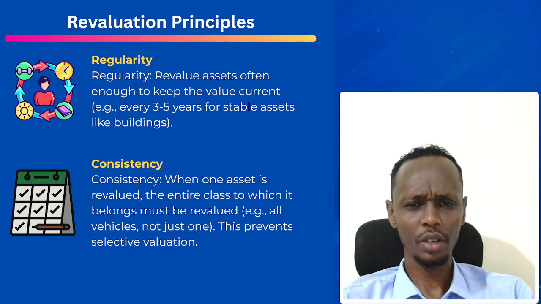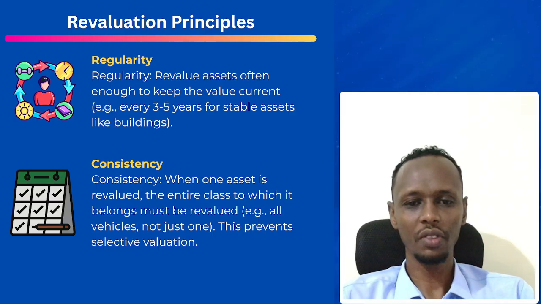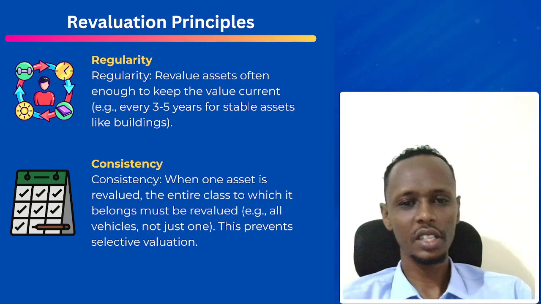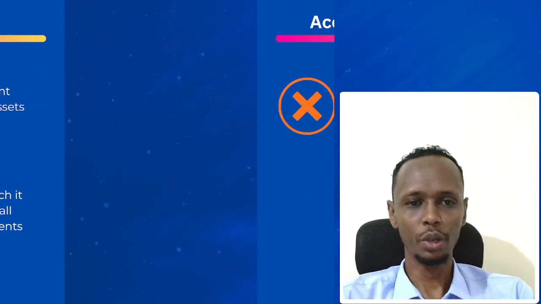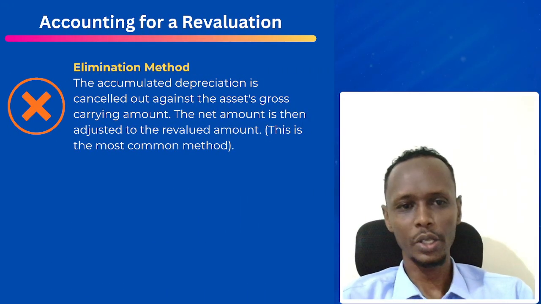If I remember the correct paragraph that talks about the classes, I think it is paragraph 34 of IPSAS 45. When one asset is revalued, the entire class to which it belongs must be revalued, e.g., all vehicles, not just one. If you revalue one vehicle, then you revalue all vehicles. This prevents selective valuation. Remember, consistency is an accounting principle.